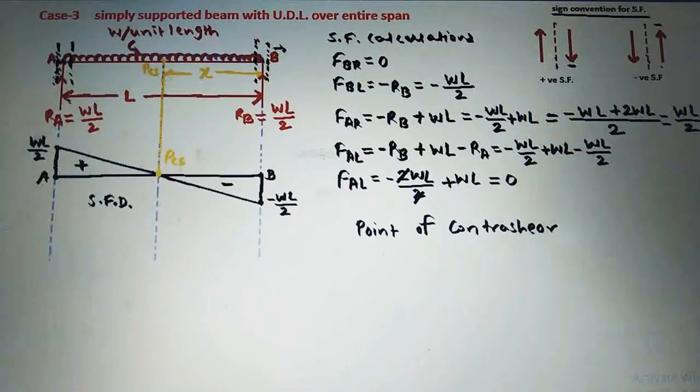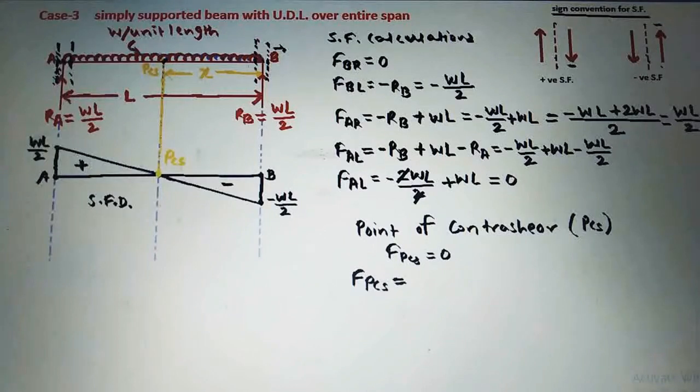At the point of contra shear, the shear force is equal to 0. So we will take the equation for shear force at the point of contra shear. See here, the shear force at the point of contra shear. So this is the point of contra shear here.